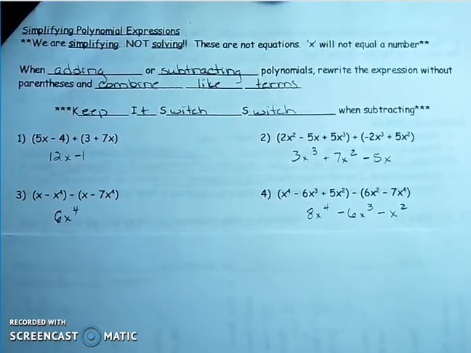In the first one, you should get 12x minus 1. The second one should be 3x to the 3rd plus 7x squared minus 5x. Number 3 should be 6x to the 4th. Number 4 should be 8x to the 4th minus 6x to the 3rd minus x squared. All of these are written in descending order, which means that the powers of x go down from biggest to smallest. If you have any questions or missed anything, now's the time to ask Ms. Lewis.